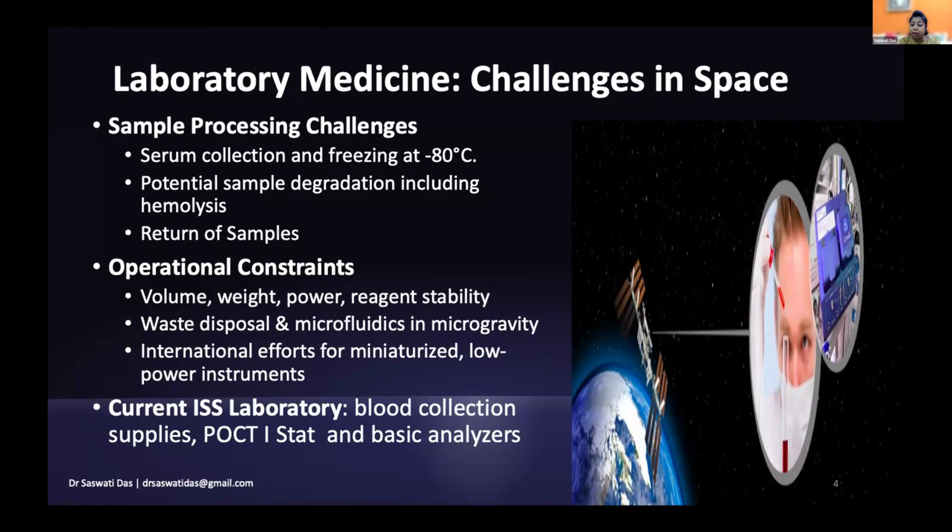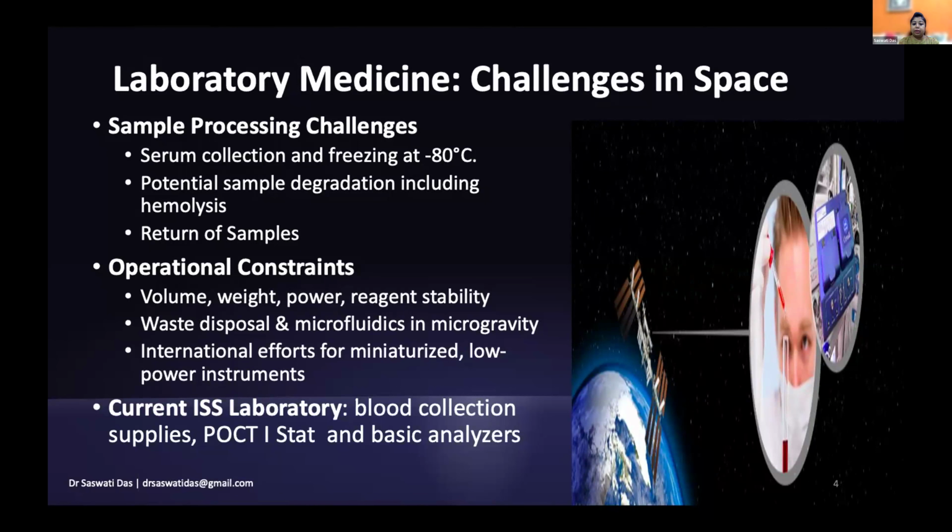And there are a lot of operational constraints as well in the payload design. Volume, weight, power, reagent stability, these are some of the main concerns. In microgravity environment, waste disposal is a big issue. So there is an international effort for miniaturized low-powered instruments, which is really essential to function on board.